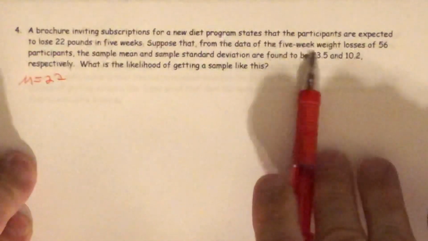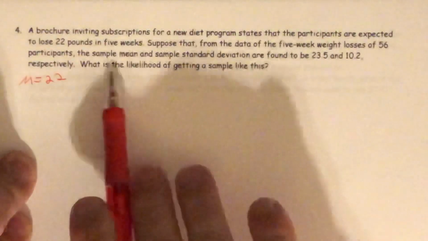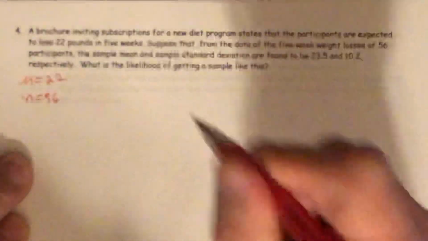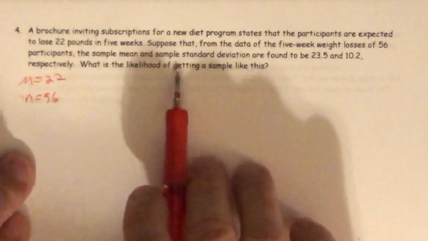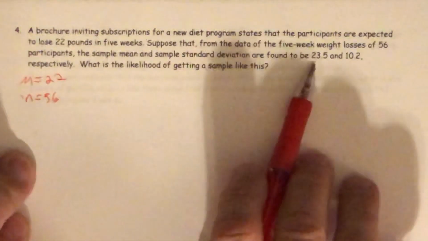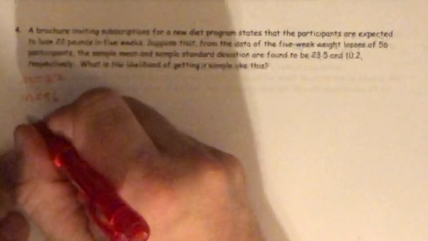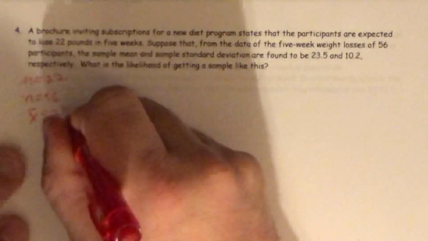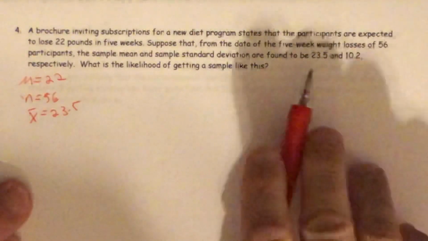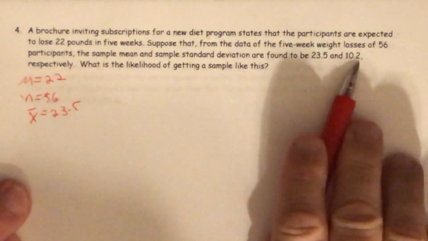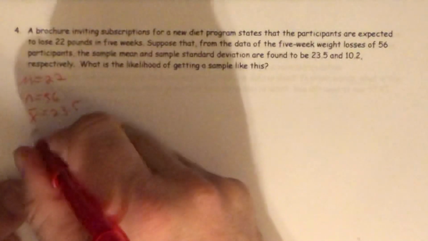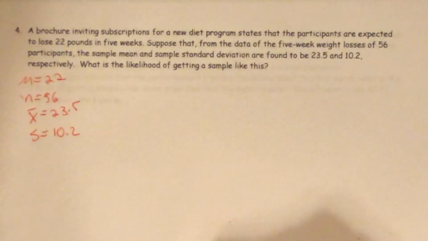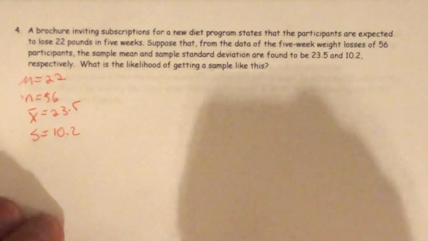Suppose that from the data of the 5-week weight losses of 56 participants, so n is 56, the sample mean and standard deviation are found to be 23.5 and 10.2. So we have x bar as 23.5, and this is really important. This says it's the sample standard deviation, which means s is 10.2. And because we are working with the sample standard deviation, we're going to have to use a t-statistic.